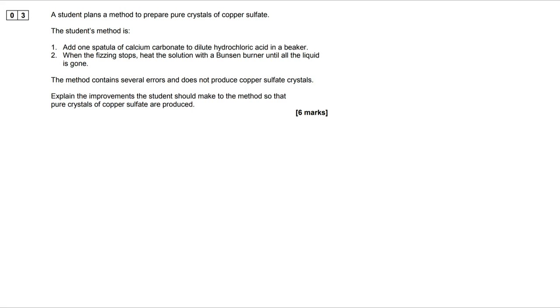This is AQA GCSE Coordinated Science Chemistry Component Higher Paper 1 from June 2018, and this is question 3, and it's also a GCSE 6 marker. So take a look at it, see how you've done, and we will review when you're ready.